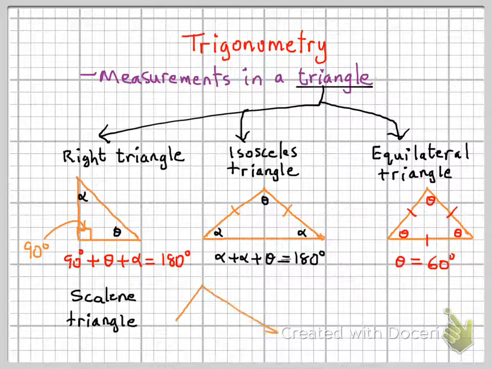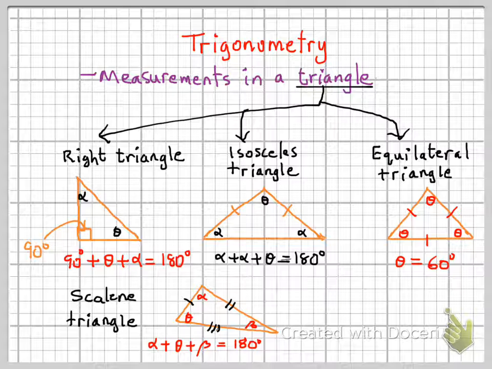And then you have the scalene triangle. That's just a triangle that does not have any sides equal and any of the angles are not equal as well. But if you add all the interior angles together, the same thing will be true. They will be supplementary. They will add up to 180 degrees.